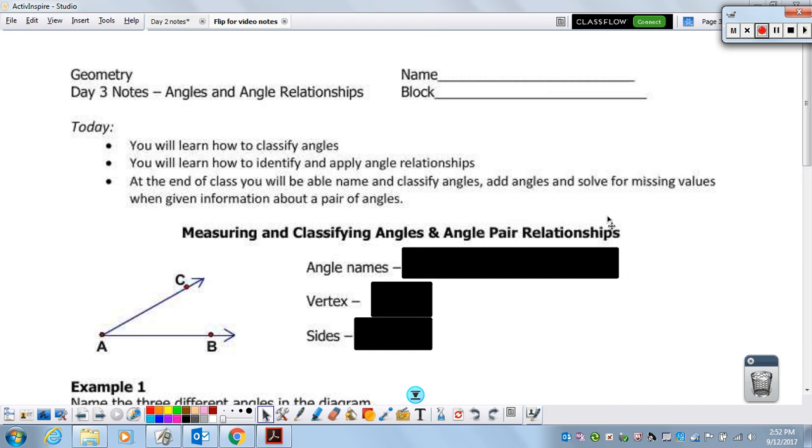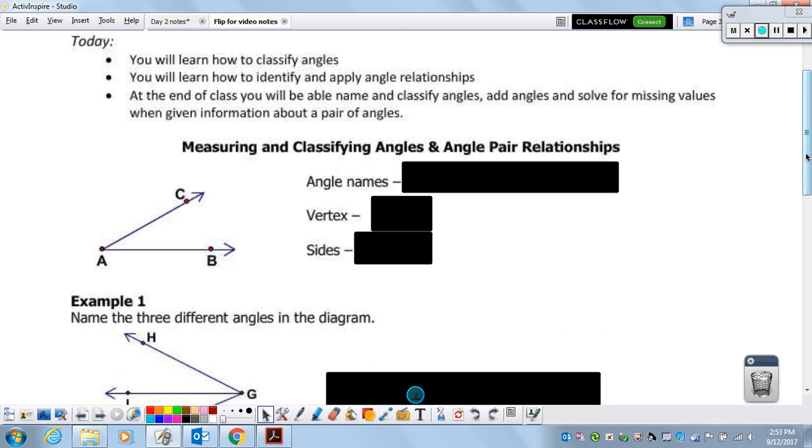Hello everybody and welcome to Unit 2, Day 3, Angles and Angle Relationships. We've got a lot of stuff to go over here, so I will get right to it. Today you're going to learn how to classify angles, identify and apply angle relationships, and by the end of class you'll be able to name and classify angles, add angles, and solve for missing values when given information about a pair of angles.